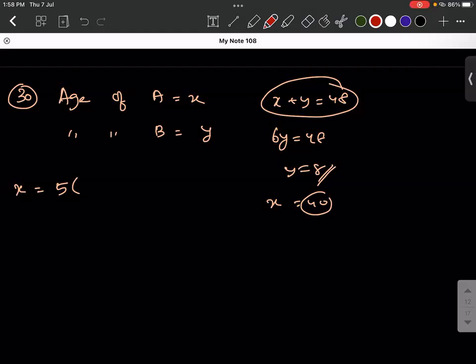I'll think about this, you keep doing the next one. I'll try to frame the equation. Y is equal to, minus your age, Y is equal to X minus Y.